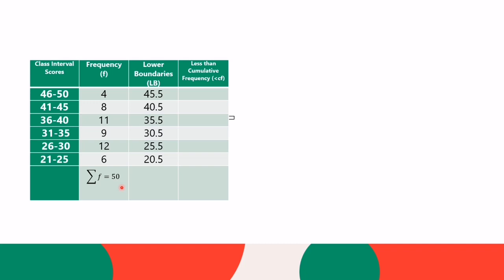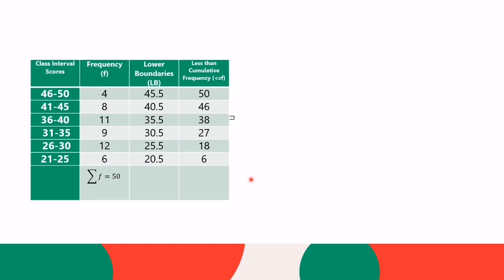So in writing the less than cumulative frequency, again, we will start with the total frequency, 50. So 50 minus 4, we have 46. 46 minus 8, we have 38. 38 minus 11, we have 27. 27 minus 9, we have 18. And then 18 minus 12, we have 6. And then 6 minus 6, we have 0. So again, it is correct because we come up with 0.